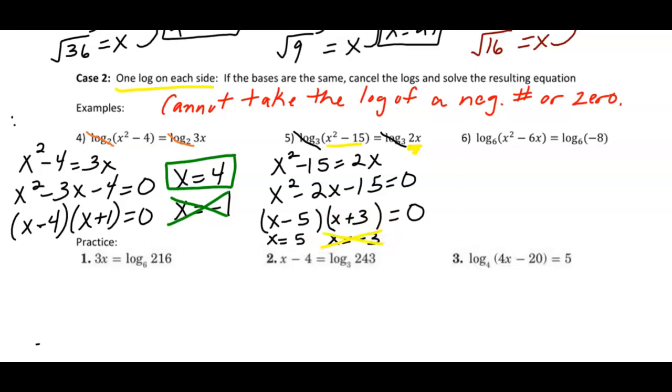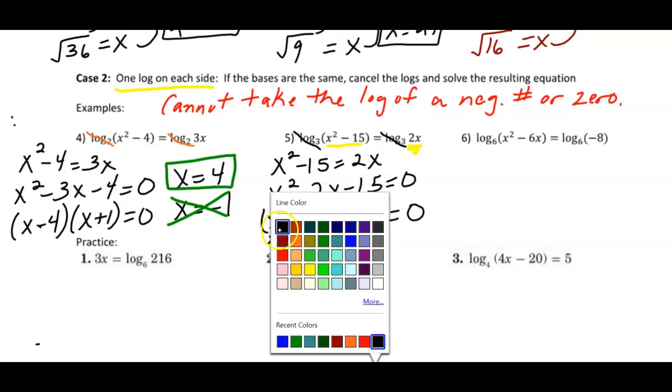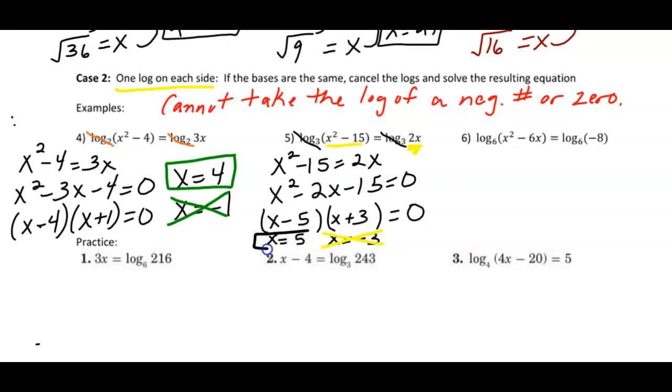If I plug in the 5, 5 squared minus 15, that's still a positive number. And 2 times 5, that's also a positive number. So your only solution for this one is x equals 5.